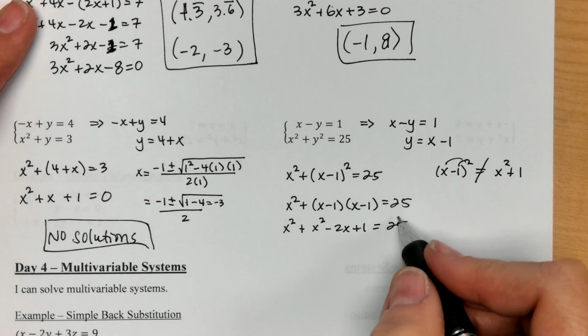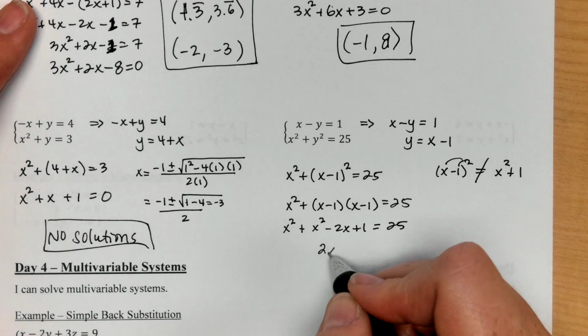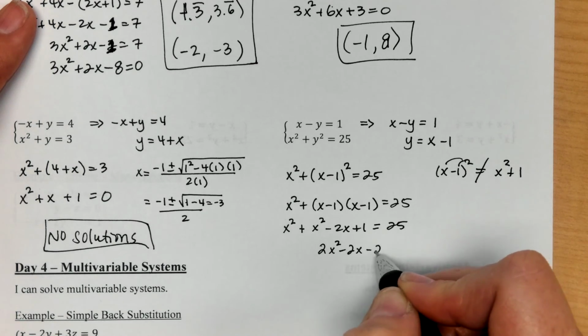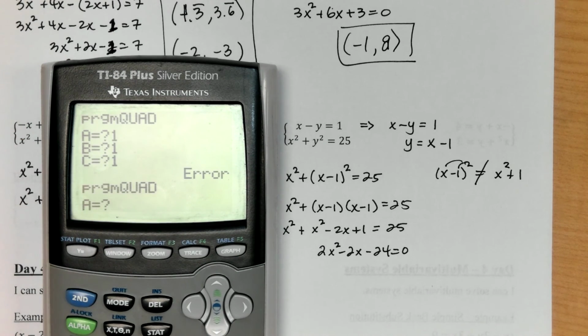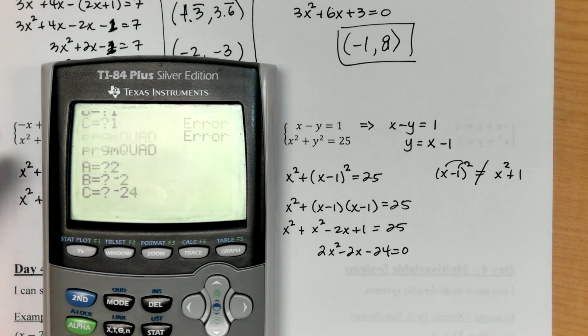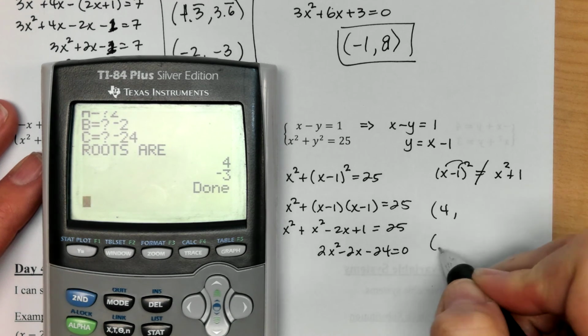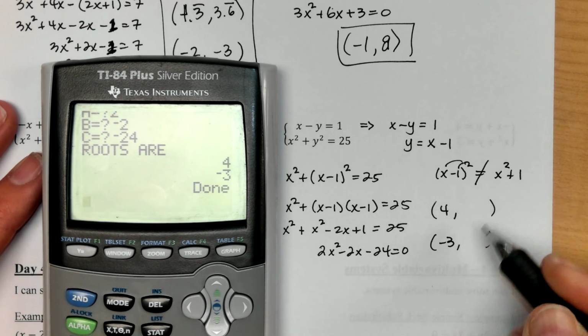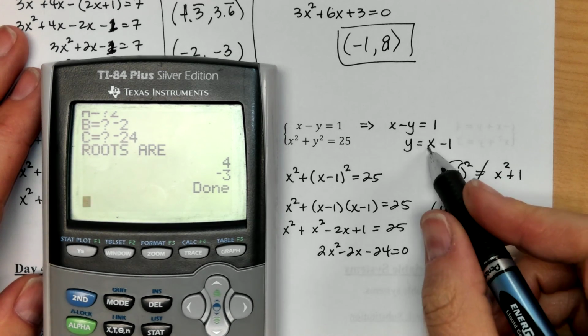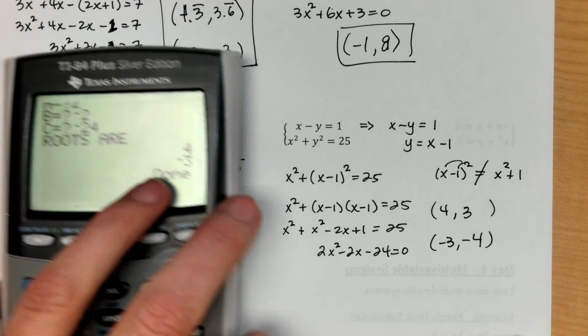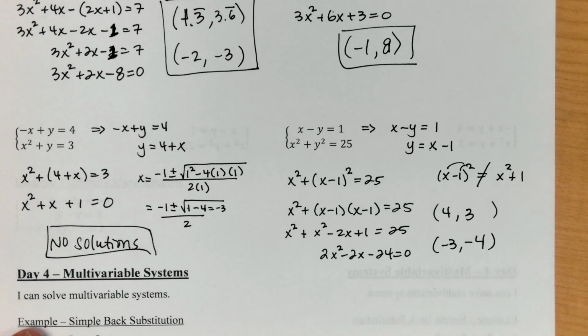And then combining like terms and bringing my 25 over, I'll have 2x squared minus 2x and then minus 24. So I can quadratic formula that. I've got a 2, a negative 2, and a negative 24. So my 2 roots are 4 and negative 3. And then I just have to plug them back in. So 4 minus 1 is 3, and negative 3 minus 1 is negative 4. So not really much different in terms of what we've been doing to these ones. They just are going to need the quadratic formula or factoring in the end because you're dealing with a quadratic.